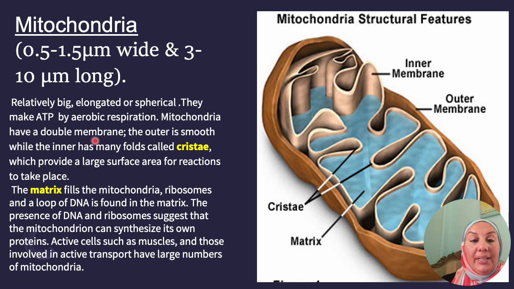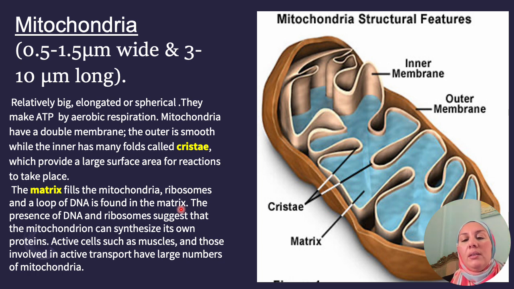Mitochondria have a double membrane. The outer one is smooth. The inner membrane has many folds that we call cristae, which provide a large surface area for chemical reactions that are going to take place inside the mitochondria. There is a liquid-like structure that fills the mitochondria. We have a name for it. It's called the matrix. Ribosomes are found inside this matrix, and a loop of DNA is also found in the matrix.